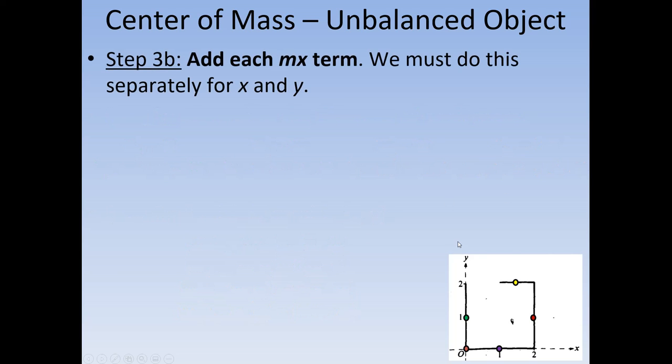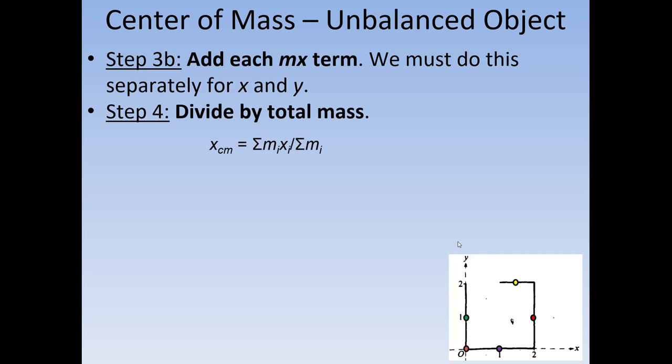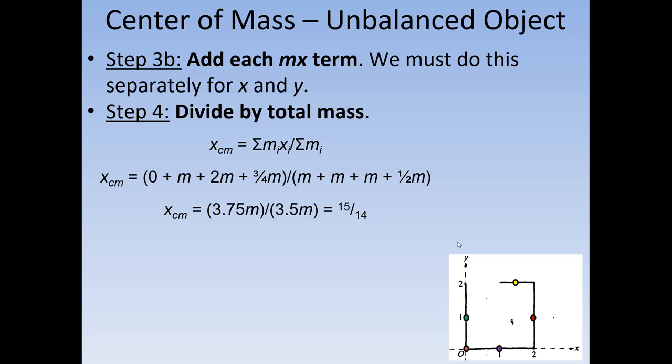So putting this all together, I'm going to do the second part of step 3, and I'm also going to combine it with step 4, where I add all these mx terms and then divide by the total mass. I just need to make sure that I'm doing this separately for x and y. So I'm going to start with the x center of mass. I take all those first x terms and I do 0 plus m plus 2m plus 3/4 m divided by the total mass, which is 3.5 m. So getting this all together, I get 15 divided by 14.